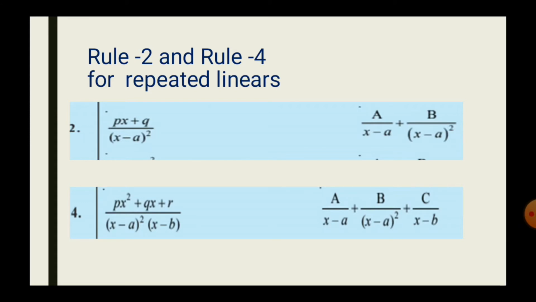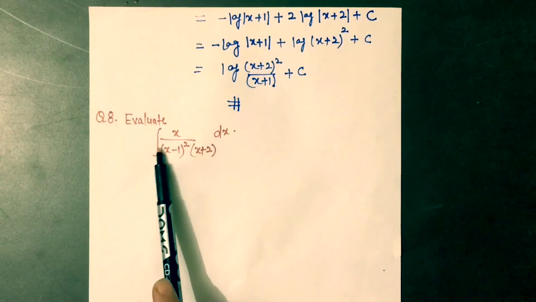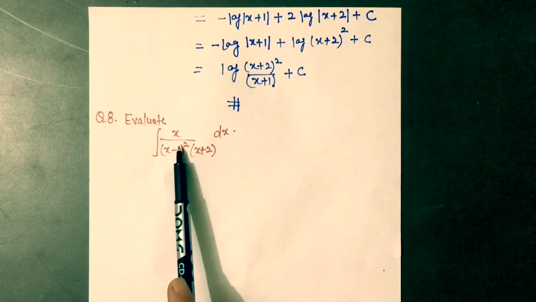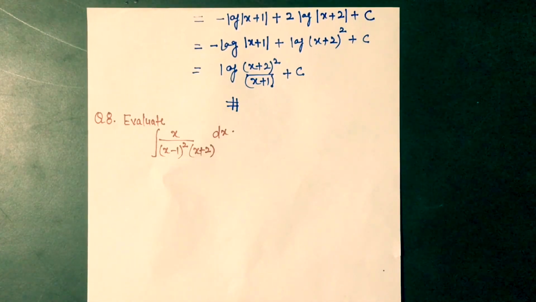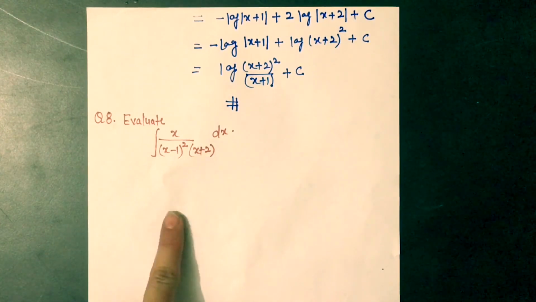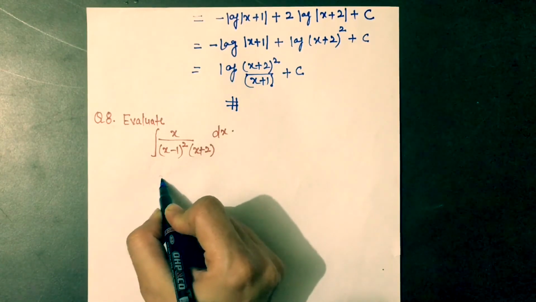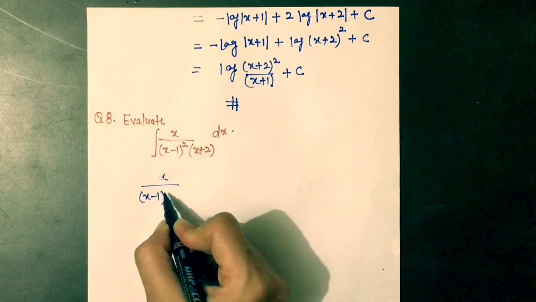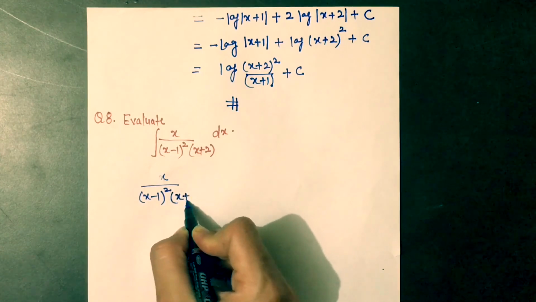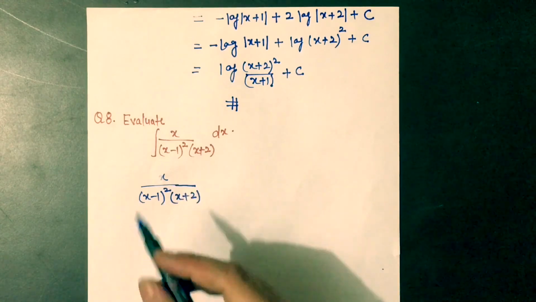Now we will solve questions based on these two rules. Question number 8, that is x upon x minus 1 whole square into x plus 2. Again following the same pattern of above question, we have to come out from integration for partial fraction. That is, we will move with x upon x minus 1 whole square into x plus 2. The necessary condition for solving partial fraction, we have to come out from integration.